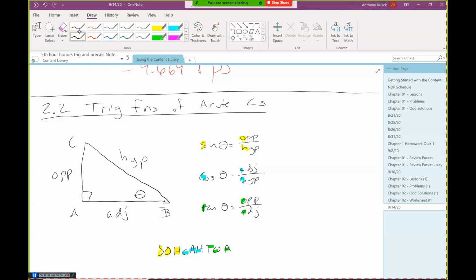You guys remember? Yes, Elizabeth? That's the Greek letter theta. Typically in geometry and trigonometry, we name angles, or angle measures, with Greek letters, and we use our standard English letters for side lengths. So this circle with the line through the middle is the Greek letter theta.